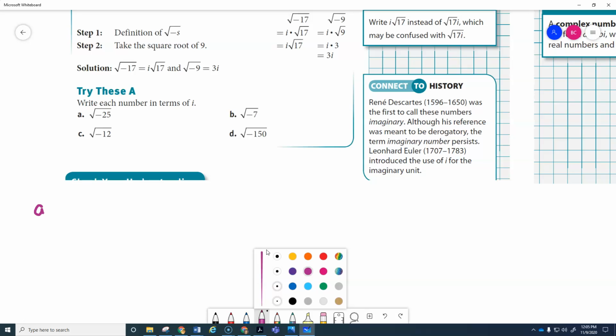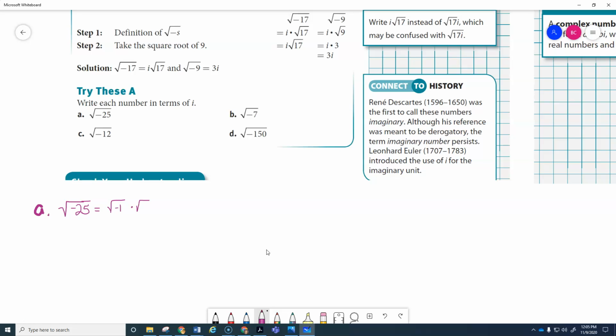write big and write a lot, I'm going to come down here. And this is part A. I'm going to take the square root of negative 25 and break it down into the square root of negative 1 times the square root of 25. The reason I do that is because I recognize that the square root of 25 is a perfect square, and we know the square root of 25 is 5. And then we've defined the square root of negative 1 to be i. So this becomes i times 5.